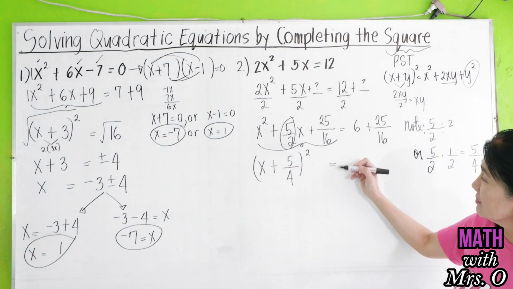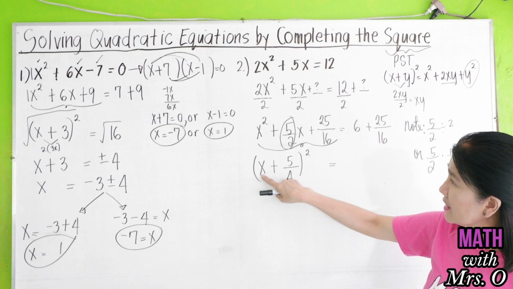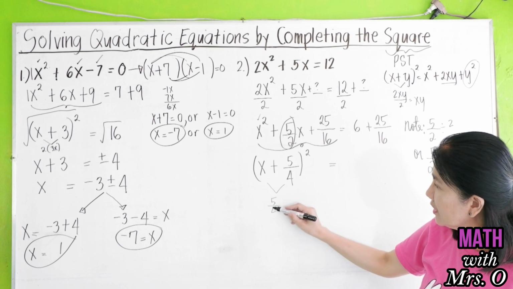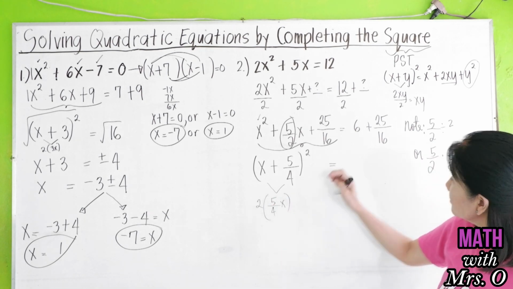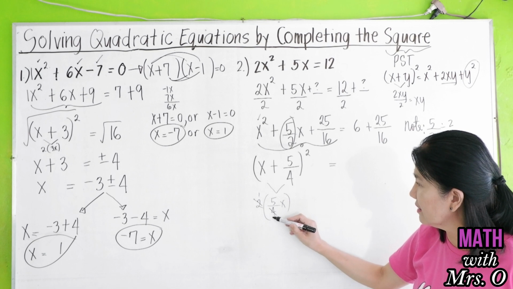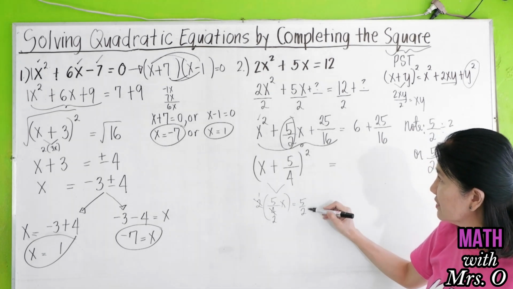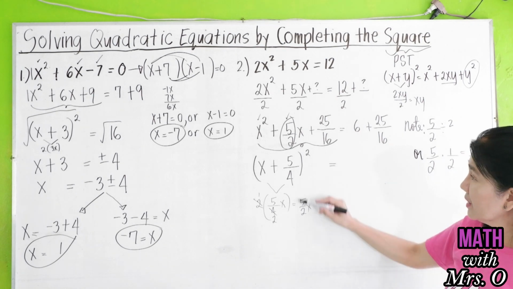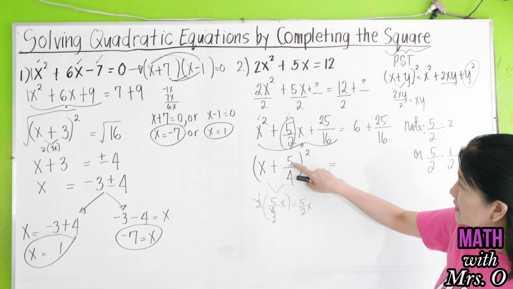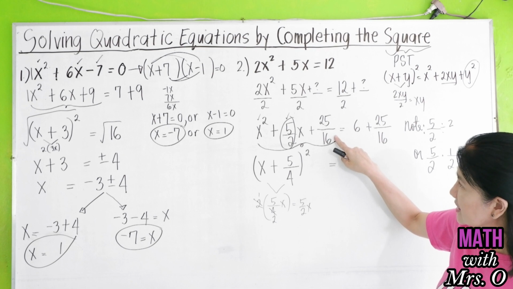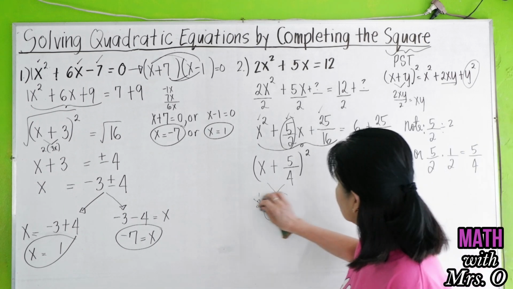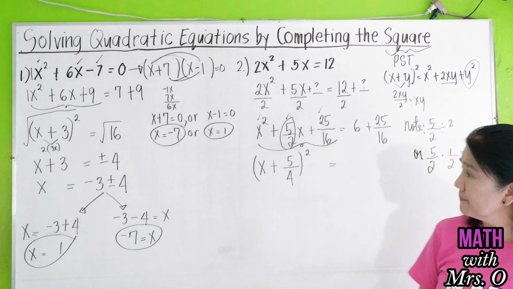There. So now, let's check this. Square the first term x is x squared. Check. Multiply this by 2. 5 over 4x times 2. Getting the middle term, you cancel this. That is 1, this is 2. So you end up with 5 halves x. Exactly, the middle term. Square the second term. 5 over 4 squared is 5 squared, 25. 4 squared is 16. There. So, all the three terms are correct. Let me erase this so we have a cleaner space.